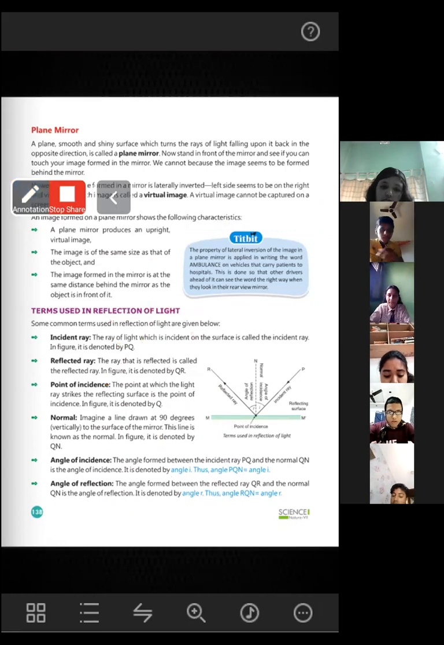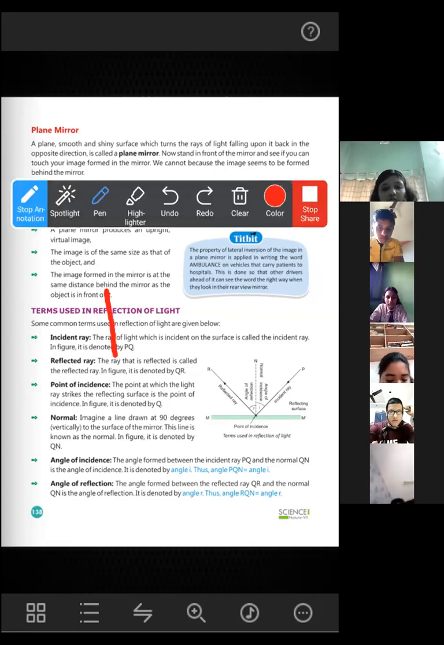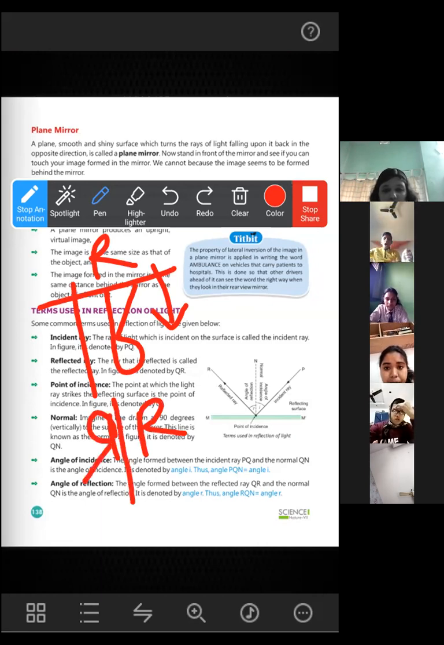It will just be inverted sideways, not in the upward and downward direction. If it is like this, the R becomes like this, that is not called lateral inversion. But when the R becomes like this, that is called lateral inversion. And in a plane mirror we can see the lateral inversion.